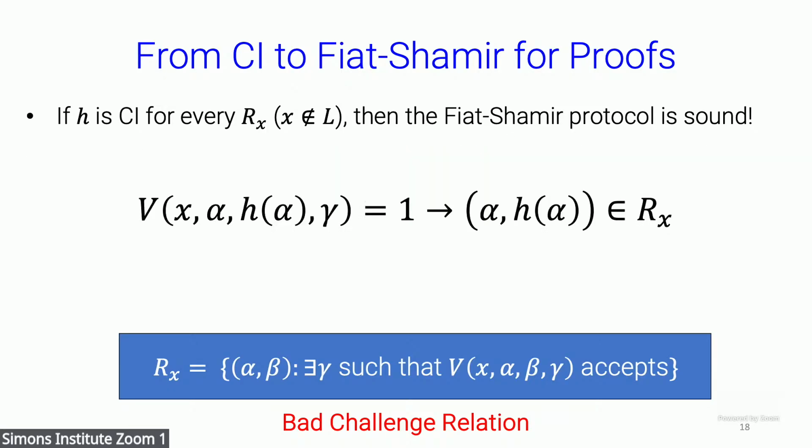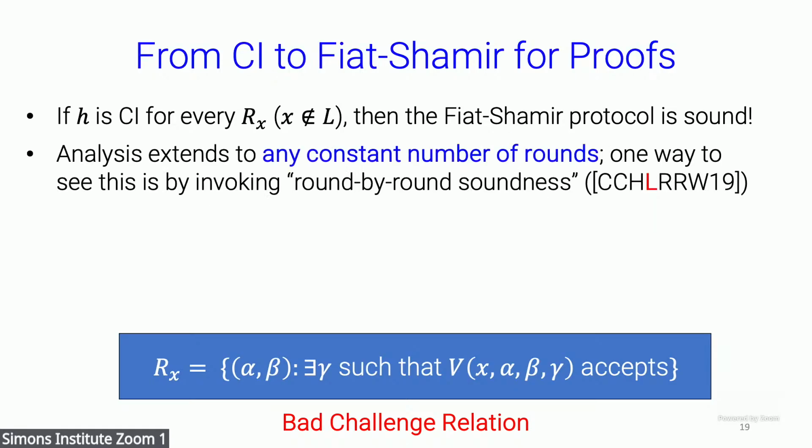So this says that if you have correlation intractability for, for example, all sparse relations, then you can Fiat-Shamir compile any three-message interactive proofs, public coin interactive proof. And moreover, you can extend this analysis, it turns out, to any constant number of rounds. Although I think it really shouldn't be obvious based on what I've said so far that you can do this.